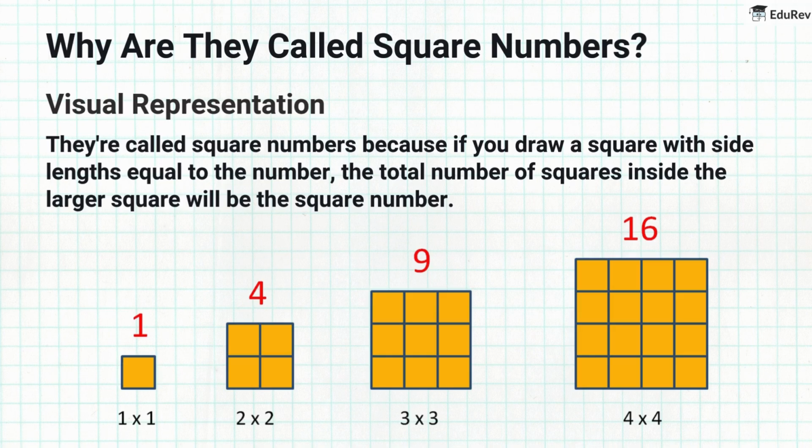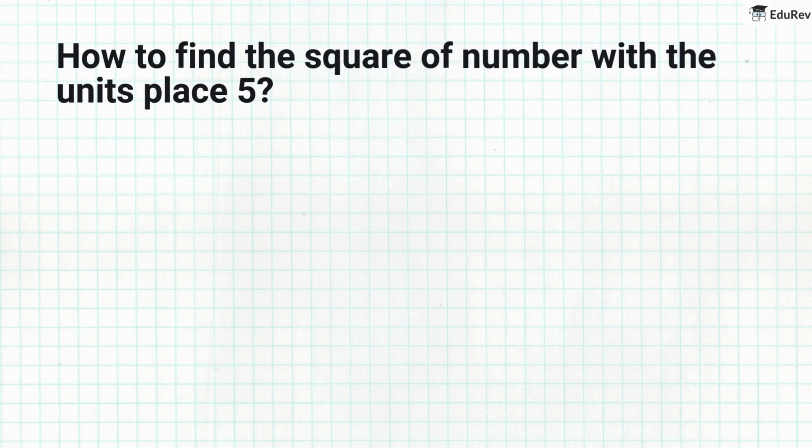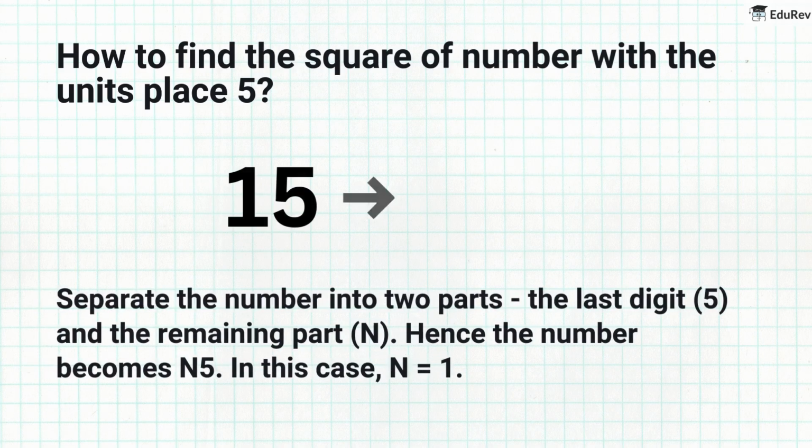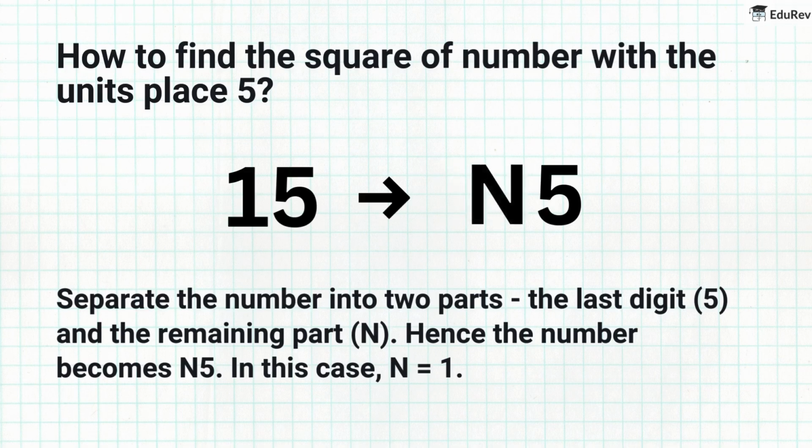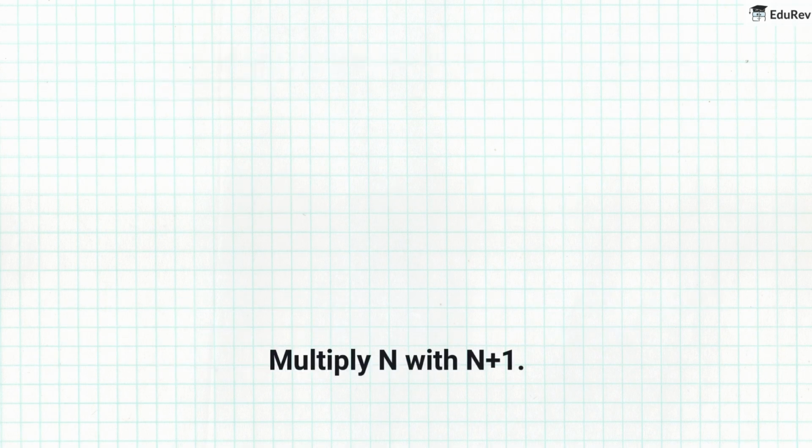Next, let's discuss how to find the square of a number with the units place 5. For instance, take the number 15. You separate the number into two parts, the last digit, 5, and the remaining part, n. Hence, the number becomes n5. In this case, n is equal to 1. Then, you multiply n with n plus 1.